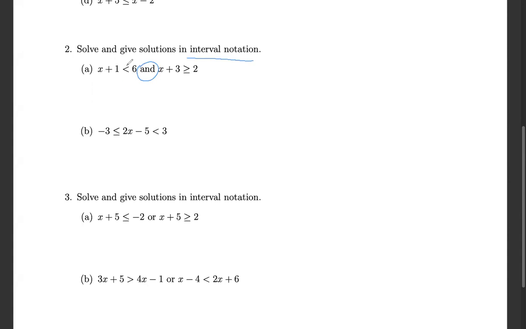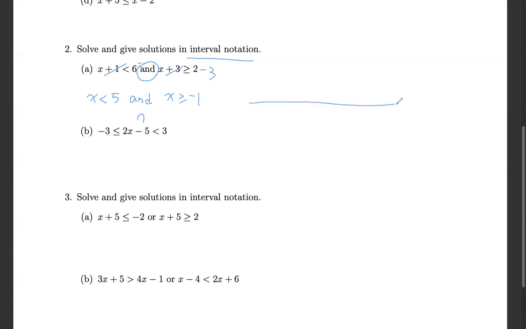So let's solve the first one. We move 1 to the other side, it becomes 6 minus 1. So that becomes x less than 6 minus 1, which is just 5. This is the solution for the first inequality. For the second inequality, we move positive 3 to the other side, it becomes negative. So this becomes x greater than or equal to 2 minus 3, which is negative 1. And this is an "and", which means we're looking for the intersection of those two solutions.